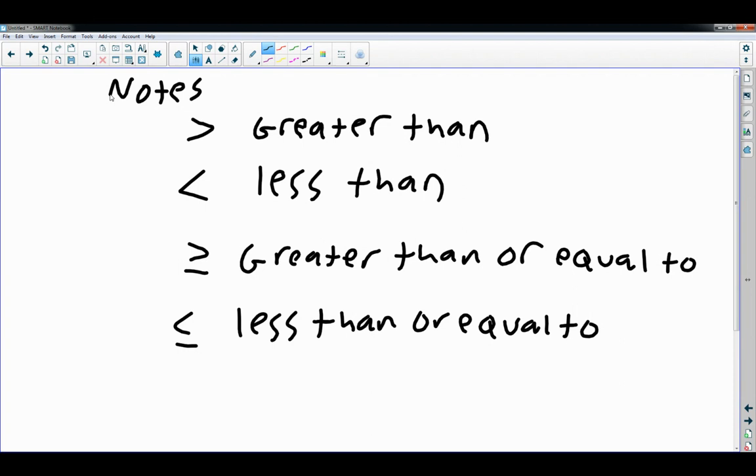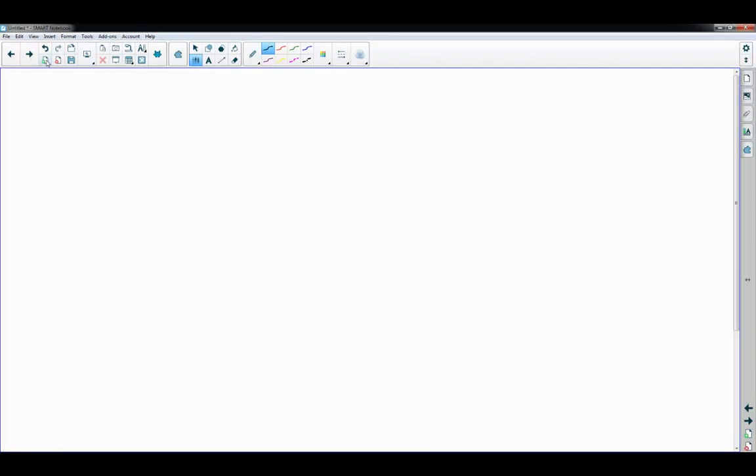Okay. So now when I say inequality, I'm referring to these types of signs. And remember, our fifth type of sign is the equal sign. So they are a little bit different, but solving them works almost the same way.